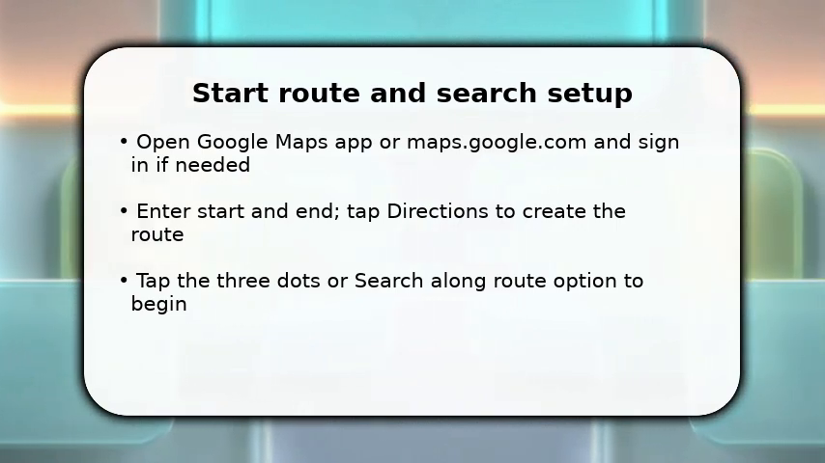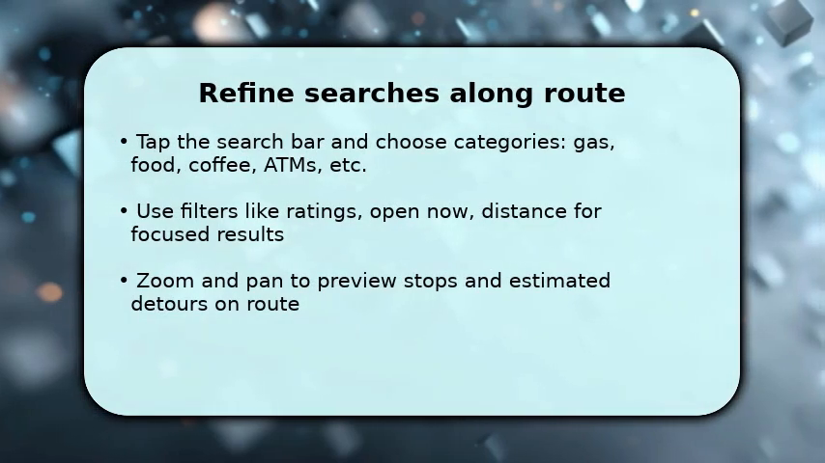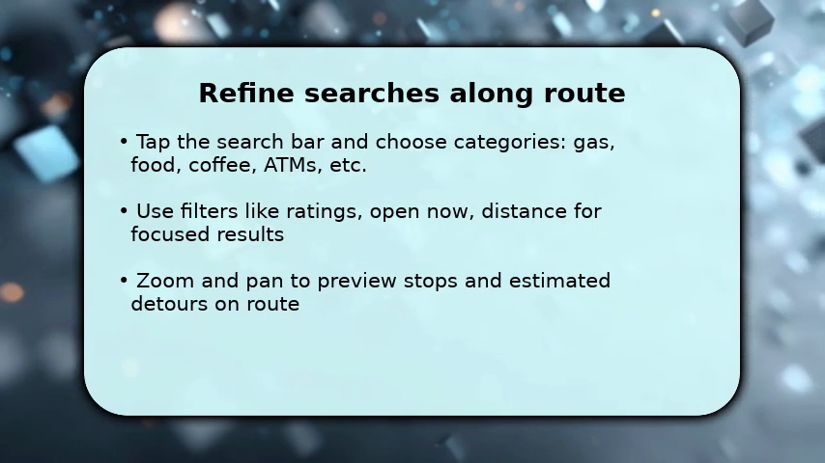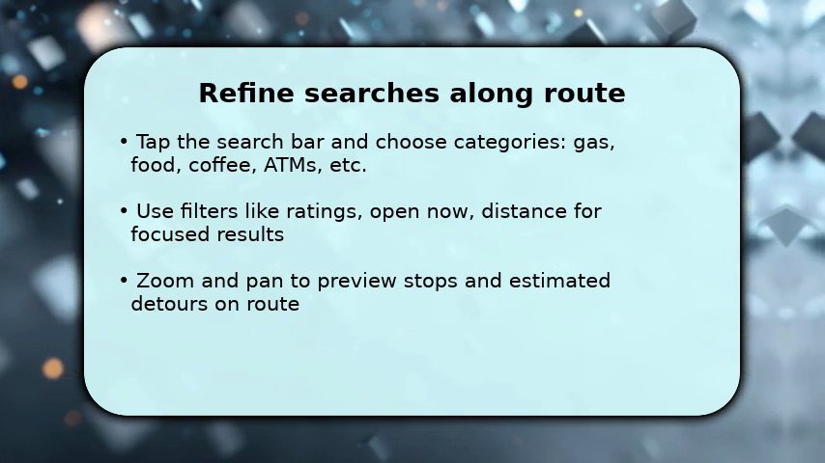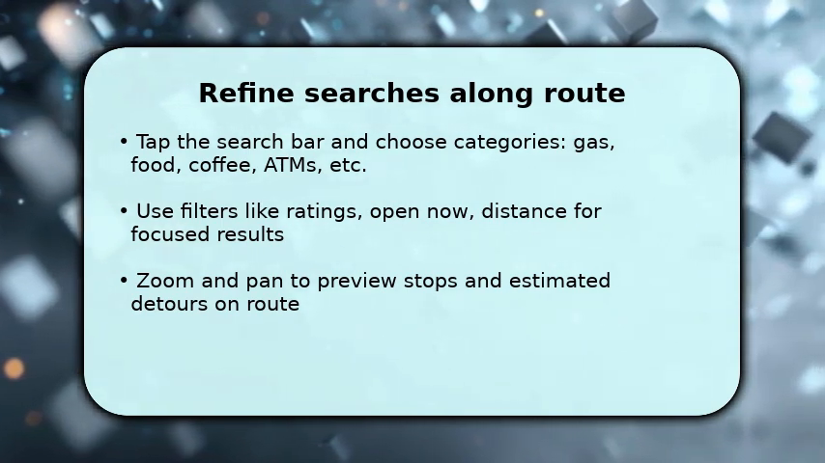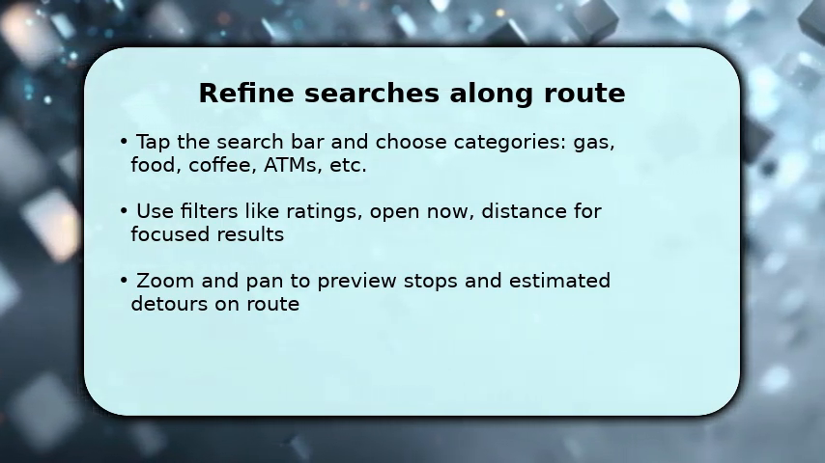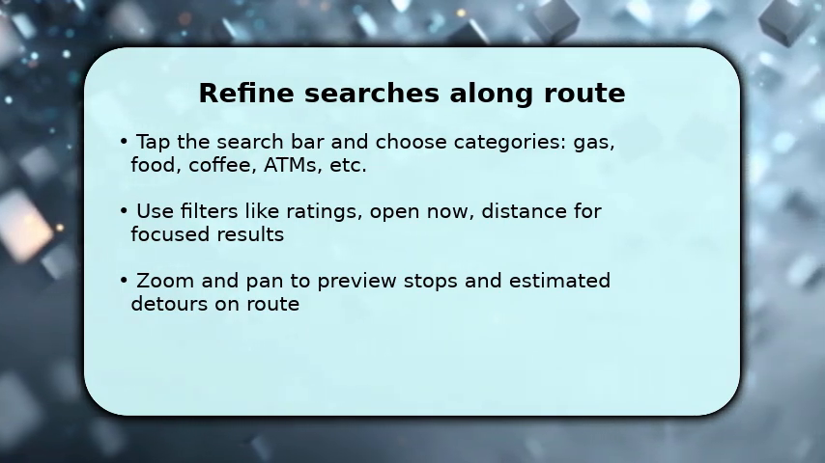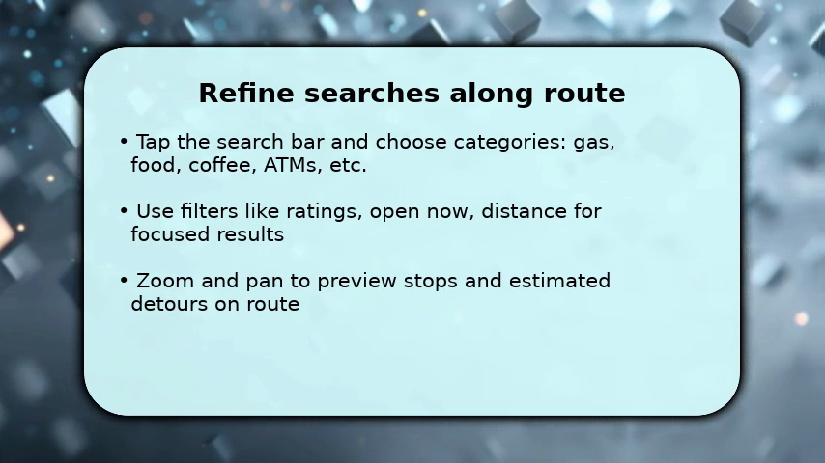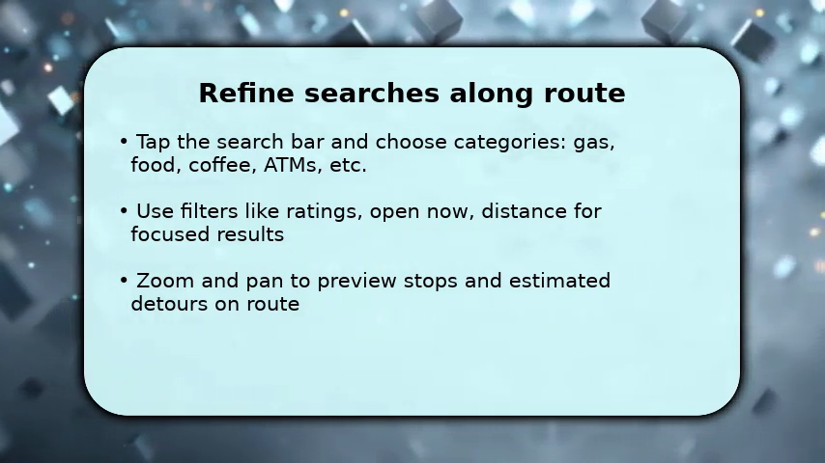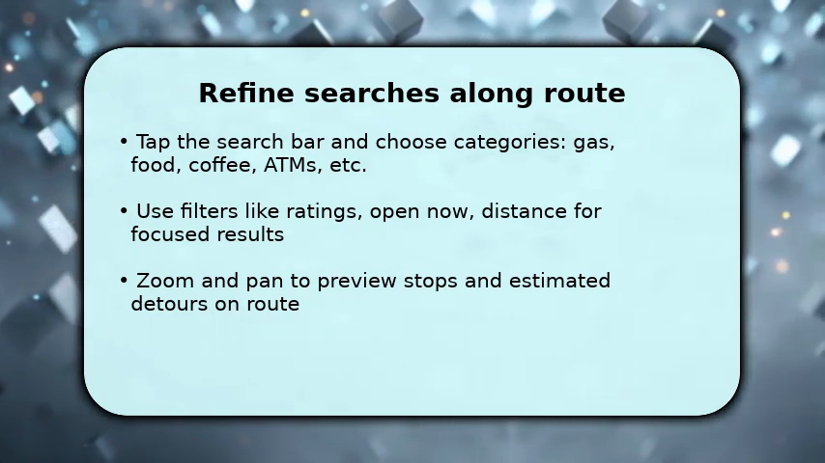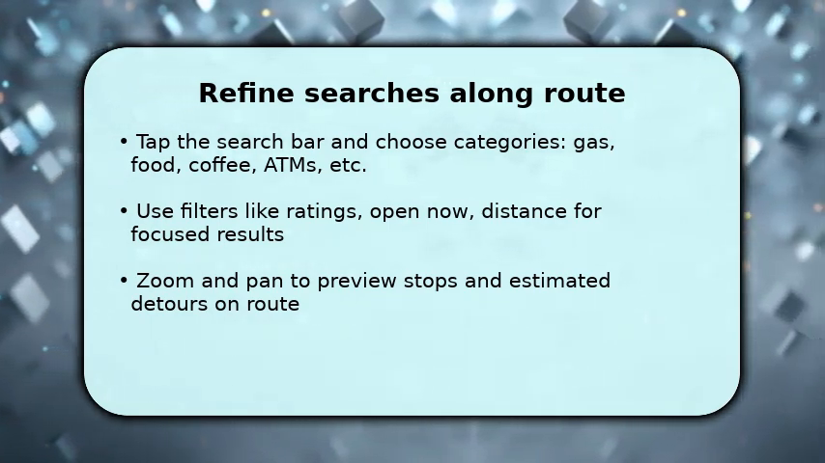Once done choosing Search Along Route, tap the search bar and pick a category or type a query like gas or coffee. Google filters results to locations that sit along or a short detour from your route. Use filters, Open Now, Rating, Distance, to narrow results to what matters. You should also zoom and pan the map to visually inspect stop locations. This helps you estimate how much time each detour adds. If a stop looks out of the way, try another result.